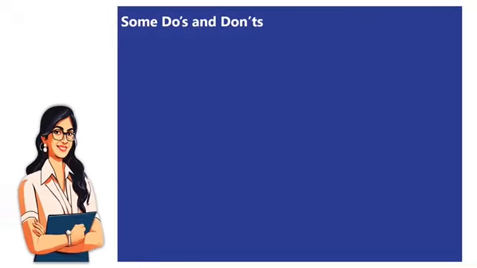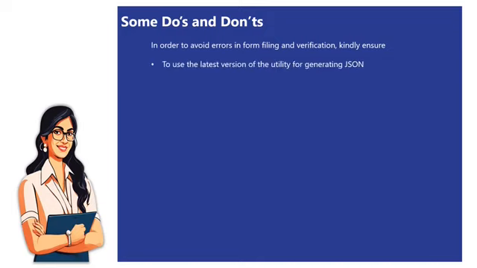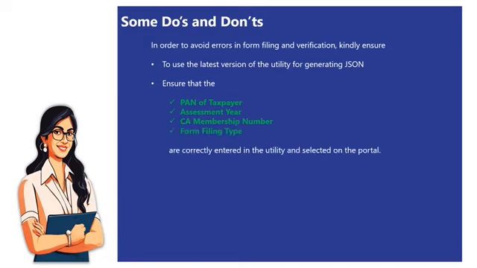Now let us look at some of the do's and don'ts for filing Form 3CA, 3CD. In order to avoid errors in form filing and verification, kindly ensure to use the latest version of the utility for generating JSON. Also, please ensure that the PAN of the taxpayer, assessment year, CA membership number, form filing type are correctly entered in the utility and selected on the portal.